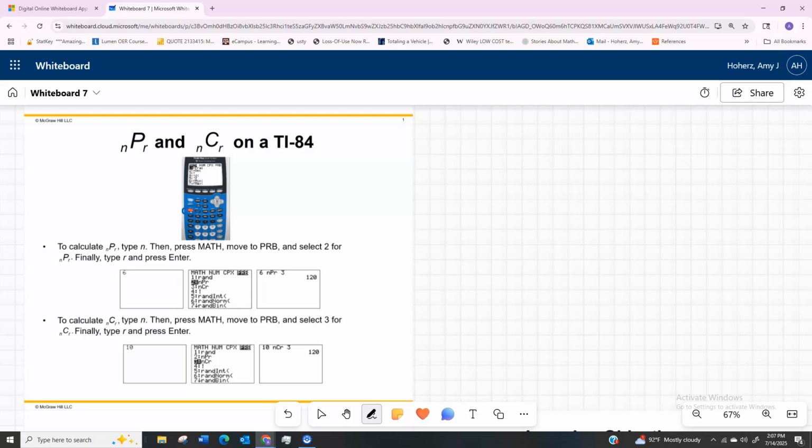But before that, you push the 6. So like, let's say you wanted to do a 6P3, then you would put in 6, then you would push math, and then under math, you would pick nPr. So you arrow down to it, hit enter, or you can choose 2 since it's the second thing. Hit enter, and then put in your 3 and hit enter.